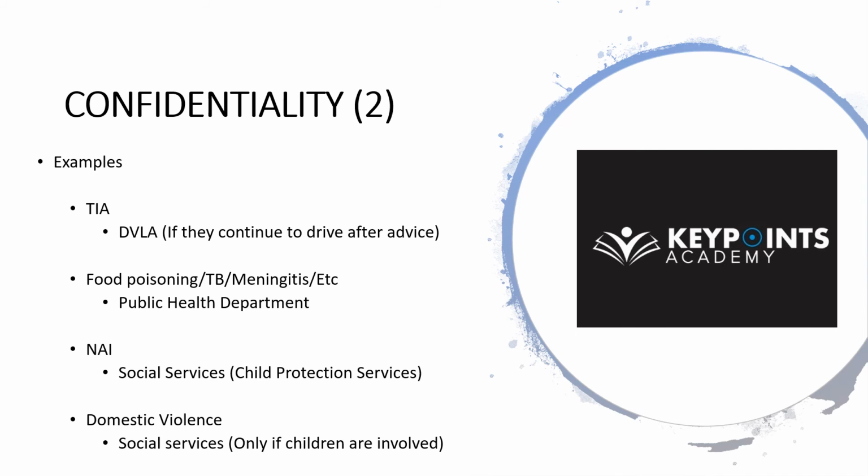The same with domestic violence. Social services may have to be called in, but that is only if children are involved. If it is domestic violence between a man and a woman, adults themselves, and their children are not involved, it is a social issue that the police can be called in. Of course, that is their choice if they want to involve the police or the social services. But as a clinician, only if children are involved would you want to call the social services and involve them yourself.